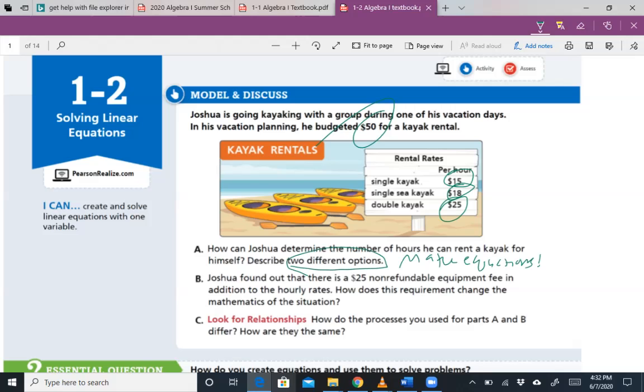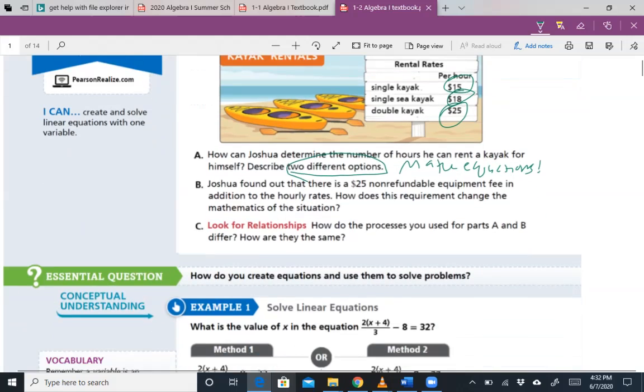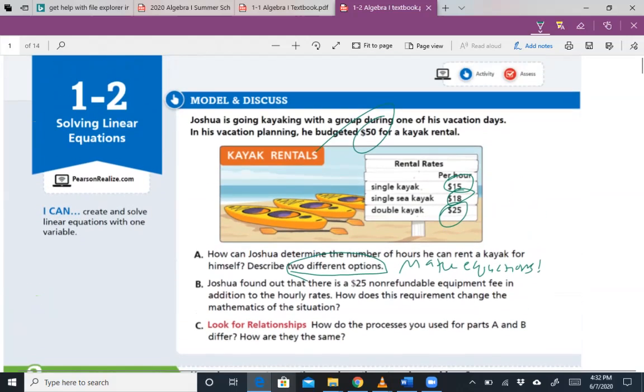Okay, we're making equations. All right, so here we go. For example, per hour, we can say h is every hour, so the number of hours you rent it. So like 15x, 18x, 25x, or not x, but we'll call it h, essentially. But it's straightforward.